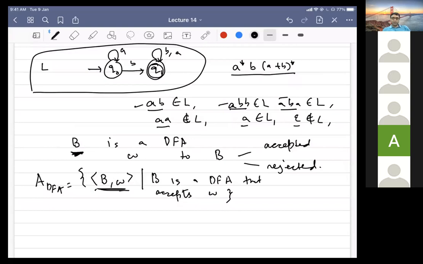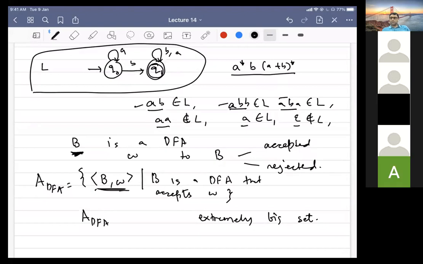Is this clear? Do you understand what this ADFA is? This is a huge set, right? It's an extremely big set. Is this clear to every one of you? Is it clear to all?